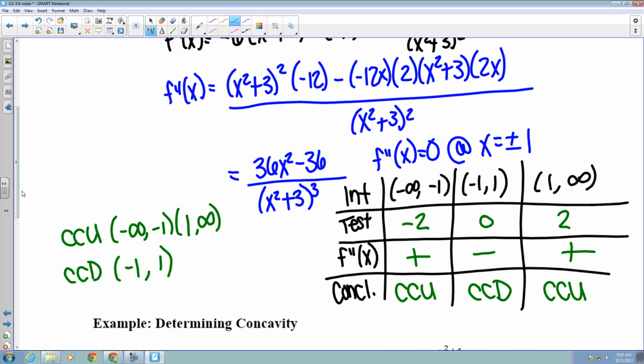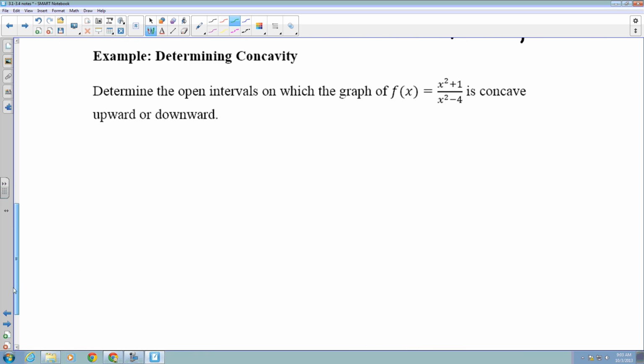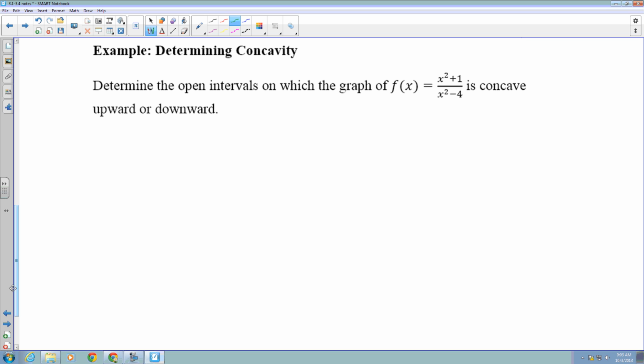Okay, just one extra step. Instead of the first derivative, we're taking the second derivative. Determine the open intervals on which we're concave up or down. So we're doing the exact same thing again. Take the derivative twice. That's always the hardest part.